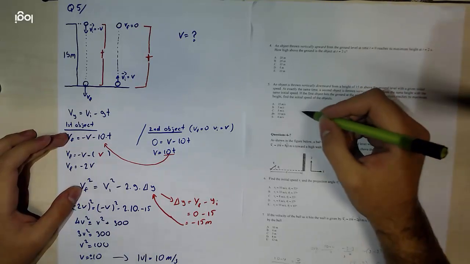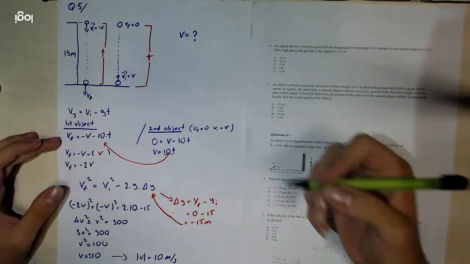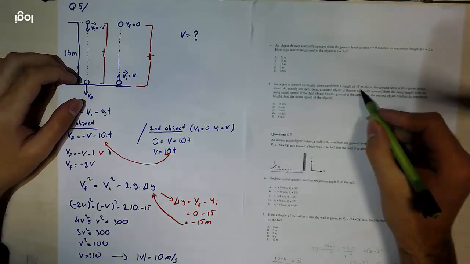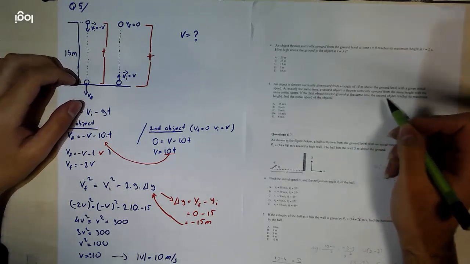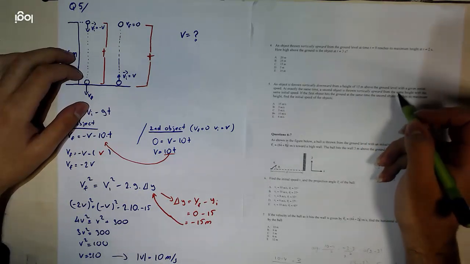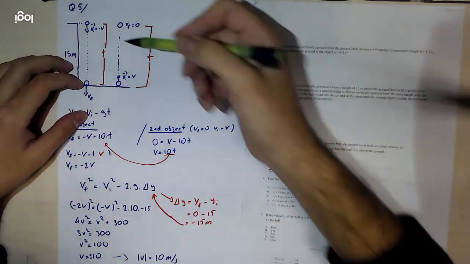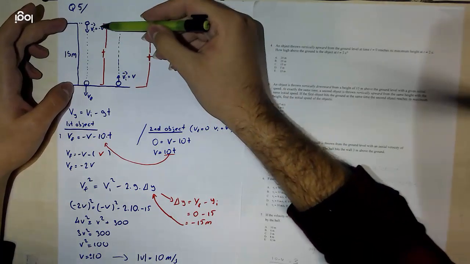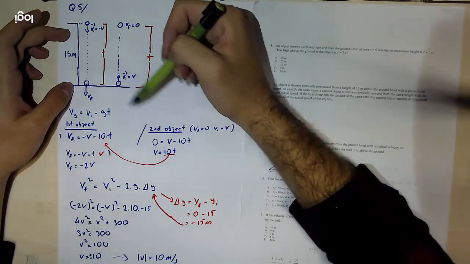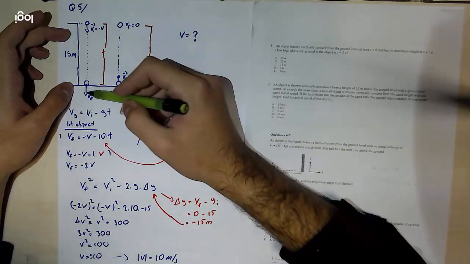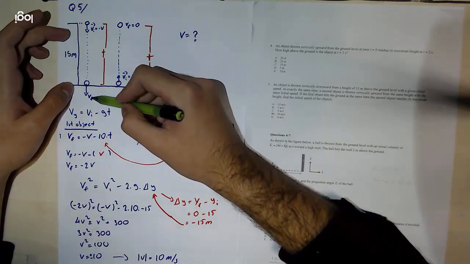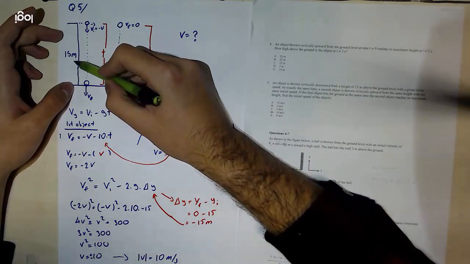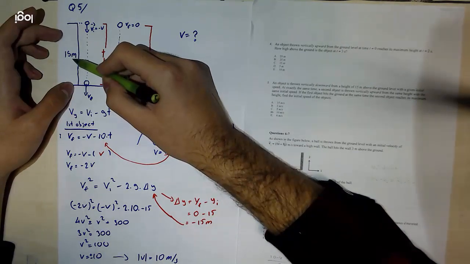In the fifth question, it says that an object is thrown vertically downward from a height of 15 meters above the ground level with a given initial speed. So we can draw it firstly. You can draw it like that. The v initial equals minus v because you threw it downward, and we don't know the v final. The object hits the ground, and we know how many meters it is above the ground.